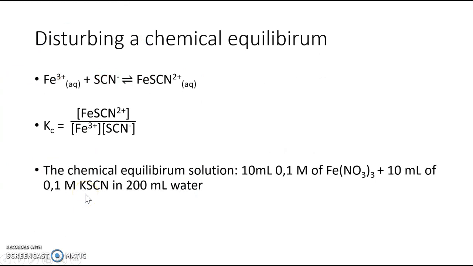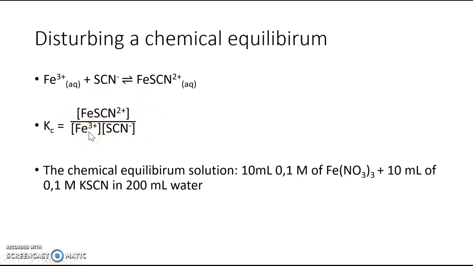So we're going to look at the experiment where we are disturbing a chemical equilibrium today. And as you can see here, this is the reaction we're going to look at, which is iron 3 ions reacting with thiocyanate ions, and it becomes iron 3 thiocyanate. And that reaction can happen both ways again, so we can also write it as we do here as an equilibrium expression, where the product is divided by the reactants.